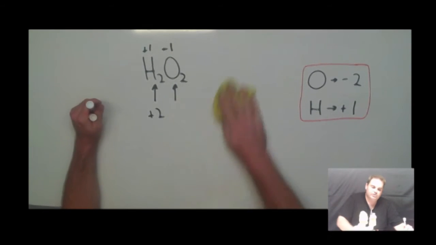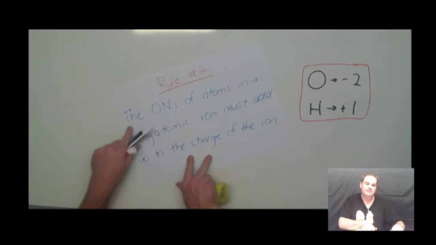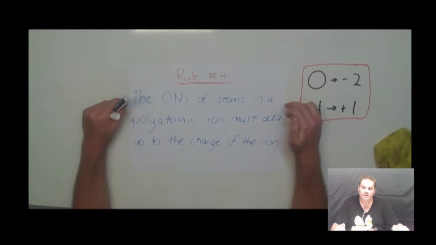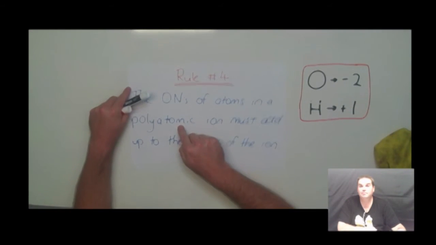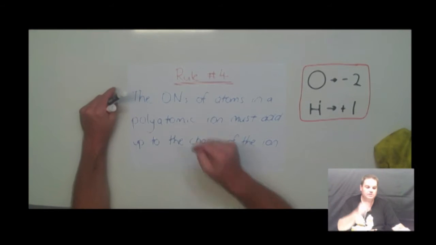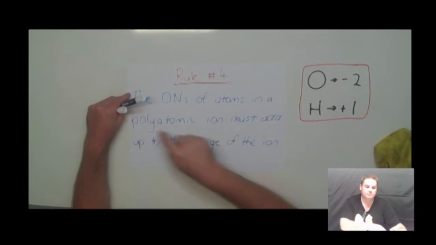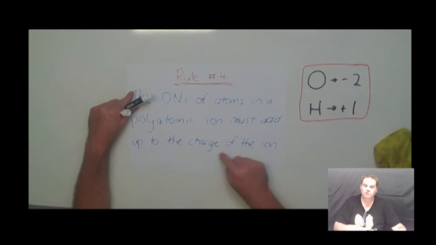Alright, I'm going to introduce you to the final rule. The final rule states that the oxidation numbers of atoms in a polyatomic ion must add up to the charge of the ion. Now, polyatomic means many atoms. So if you've got lots of atoms combined together and it's an ion, so it's charged. So it's many atoms together with a charge. The overall oxidation number must equal the charge of the ion.